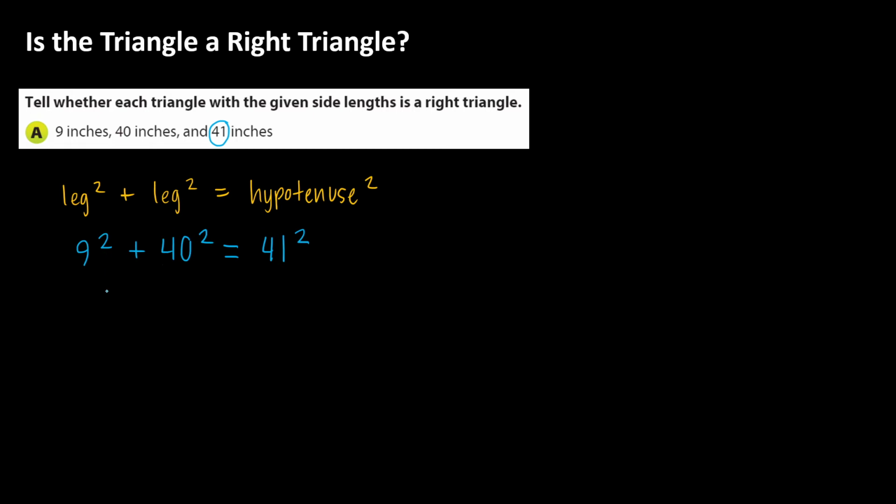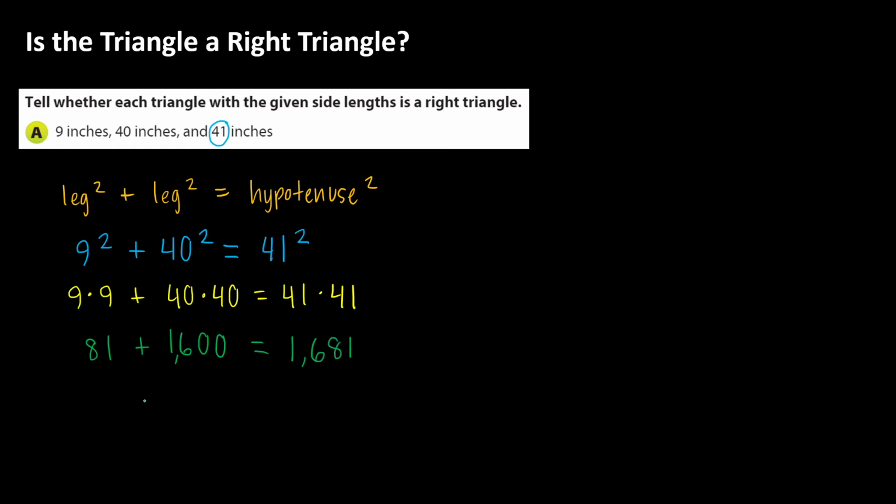When we square a number, that means the number times itself. So just to illustrate that, this is 9 times 9 plus 40 times 40 equals 41 times 41. And when I do that work, I get 81 plus 1600 equals, and then 41 times 41 is 1681.